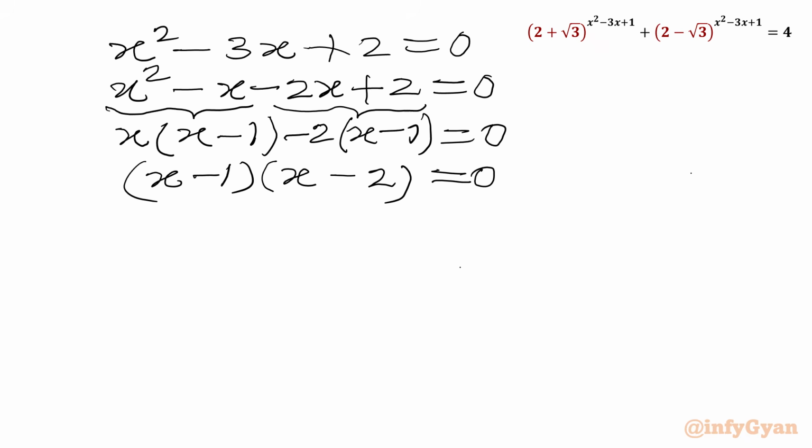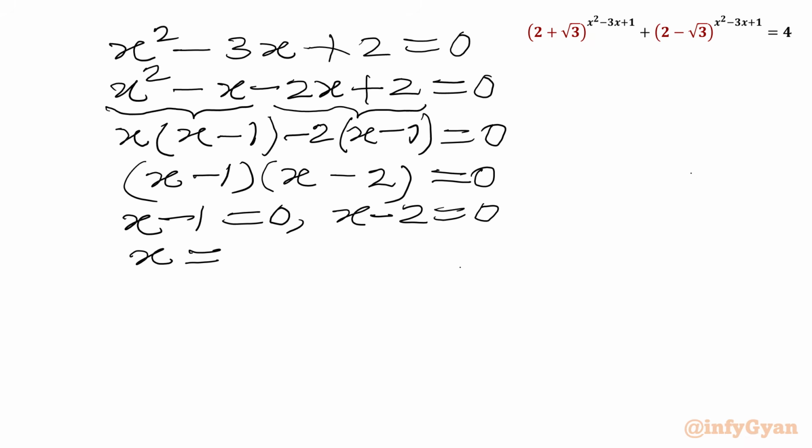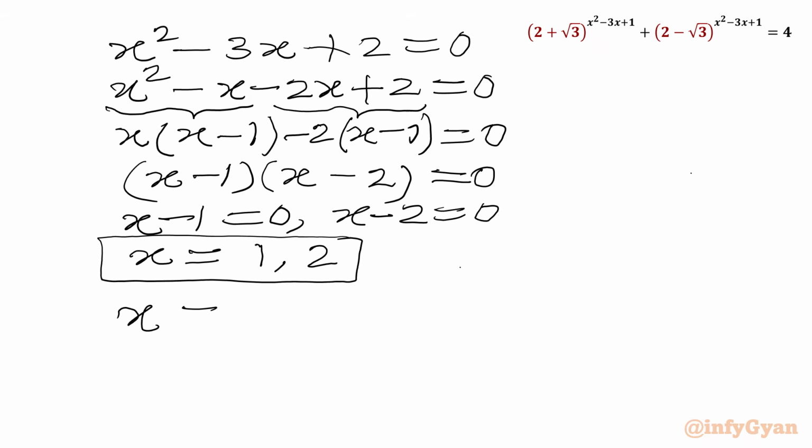Now we will use product 0 rule and get either x minus 1 equal to 0 or x minus 2 equal to 0 or both. So we will get x equal to 1 from here and x equal to 2 from here. So we have in total 4 real values of x which will satisfy our exponential equation, and these values are 0, 1, 2 and 3.